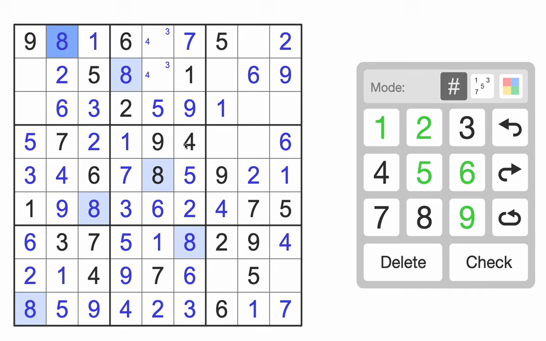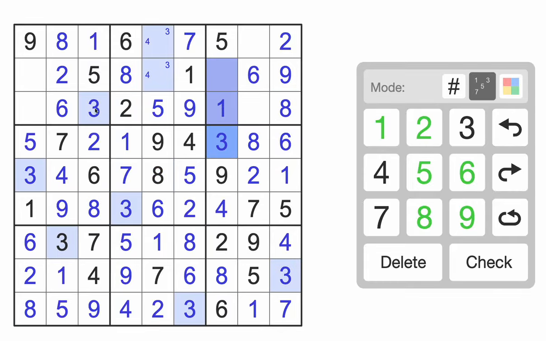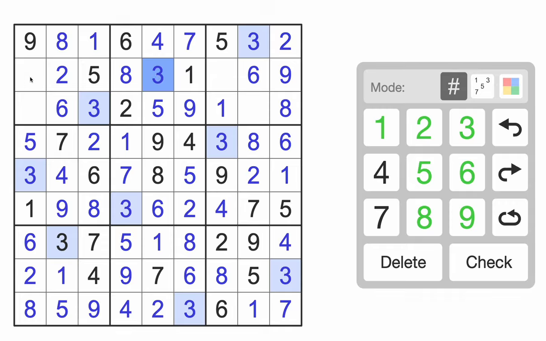And okay. Column 9 is missing 3 and 8. 3 here gives me 8 and 3. The last number of this box is 8, which blocks this cell, gives me 8, and this would be 3. 3 gives me 3 here, 4, 3. The last number of this column is 7.